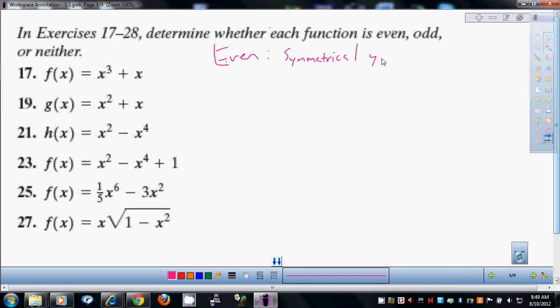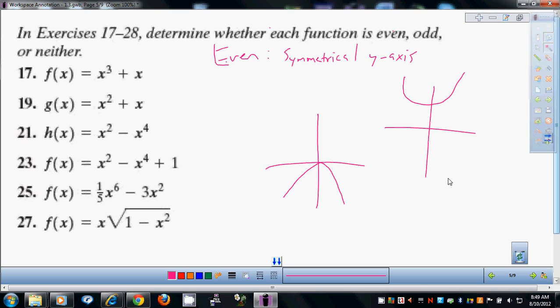Around the y-axis, which means they will all look something like that, like a mirror image of itself. This would be another even function. These aren't perfectly drawn, but you get the gist of it.